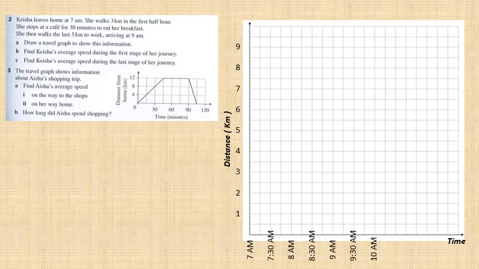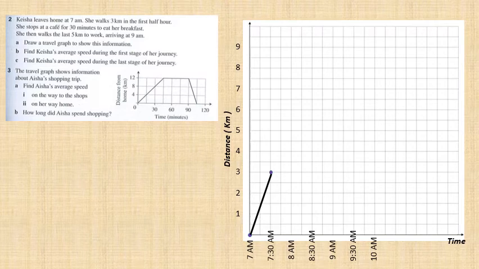So here she leaves home at 7 a.m., so I will start at 7 a.m. here. And then she walks 3 kilometers in the first half hour. So from 7 to 7:30 she covered 3 kilometers. So here, and then I will connect it with a line.